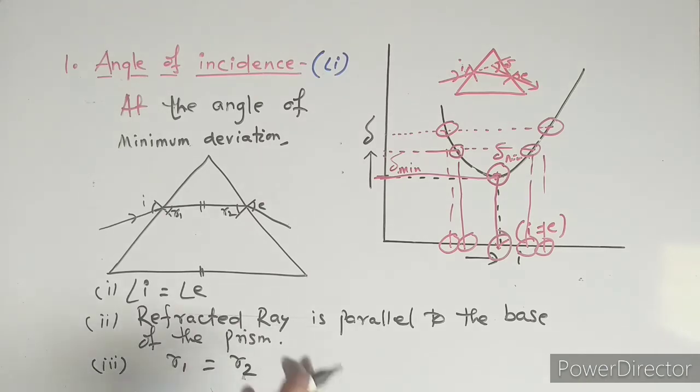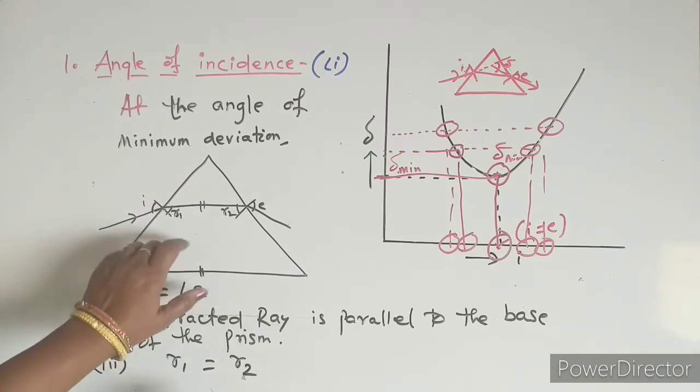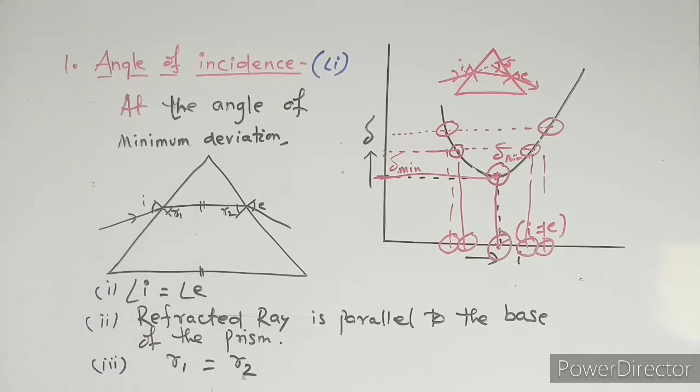R1 is equal to R2. So at this minimum, remember this one, this is a board question. If a question comes, draw a refraction through a prism and show the minimum angle of deviation position. So what will you draw?